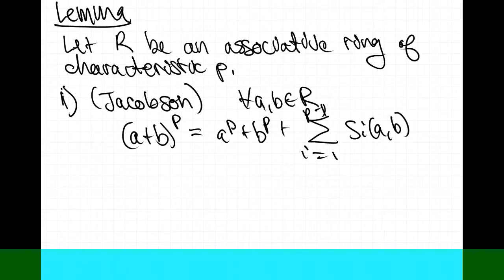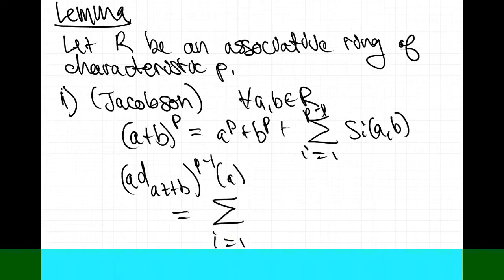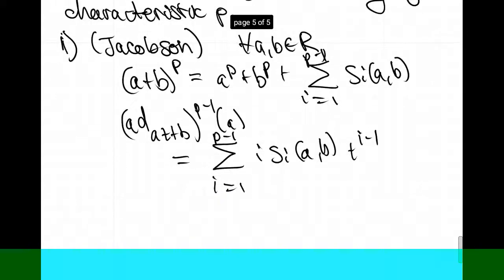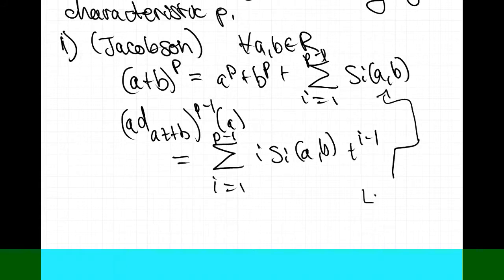Where you have the following, this adjoint action of A plus B to the P minus 1 applied to A. So these are going to be the universal polynomials here: the sum from 1 to P minus 1 of I S_I(A, B) T to the I minus 1. Okay, so this is the Jacobson formula, which tells you how to break up Pth powers. These are kind of like Lie polynomials, and so these will respect the Lie algebra structure.